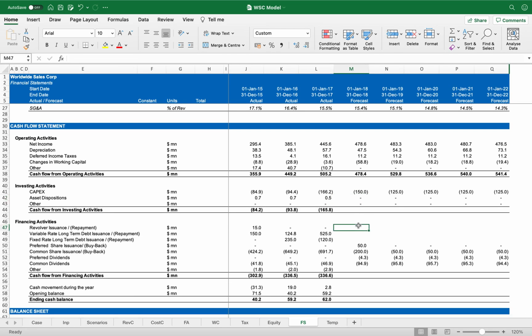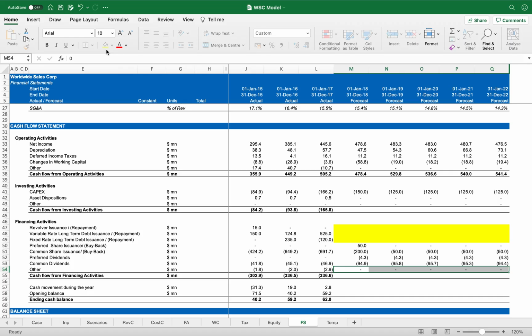Coming to the financing activities, let's leave this revolver because this will come when I complete the debt schedule. Leave the variable long-term debt, leave the fixed long-term debt. We'll come to this once we are done with the debt schedule. Again, we have something known as other here. So 0. So do fill in the totals.